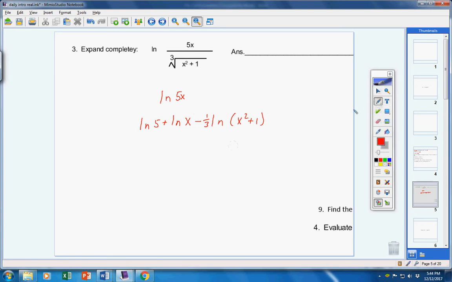Now, Kobe, you have to have the parentheses because this entire expression right here was under the cubed root. So the entire expression is raised to the 1/3 power. So when you move it here, you still got to keep the parentheses around x squared plus 1, okay?